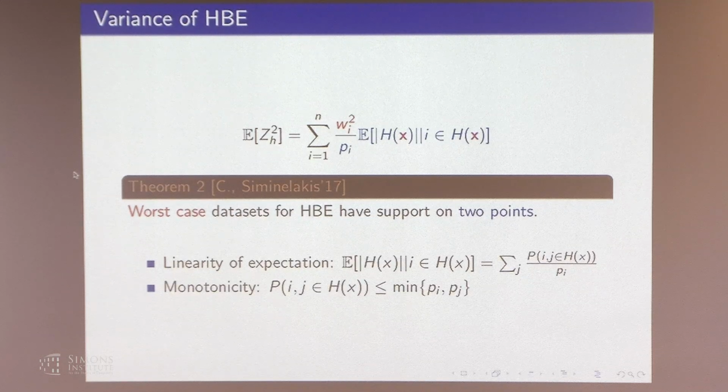And then the only other thing that we use in the analysis is that the probability that both i and j belong to the hash bucket is at most the minimum of p_i and p_j. Okay, so this is a very simple naive bound, but that's really all we use in the analysis. So using these facts, you can show that this expression is maximized for data sets that have a very simple structure. They have their support on only two different distances.